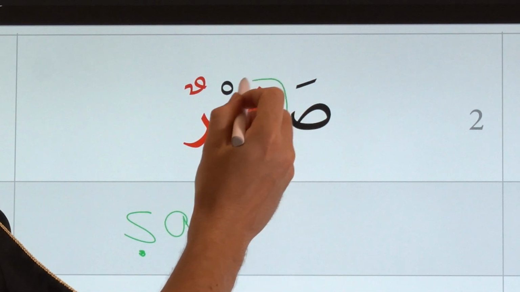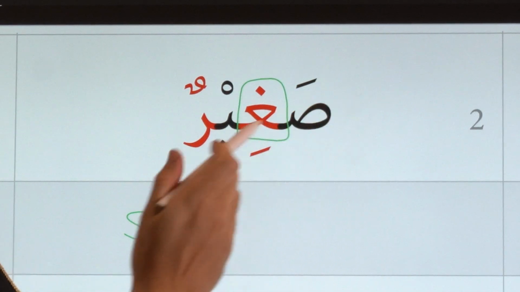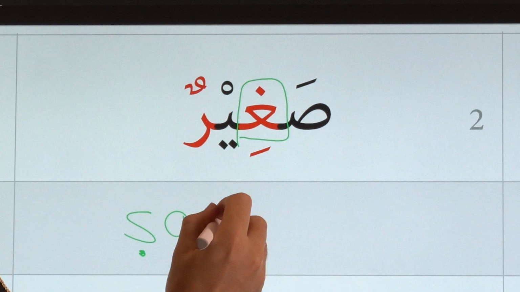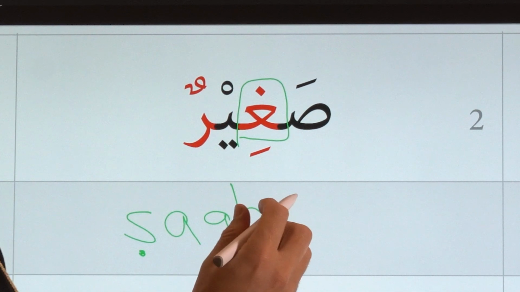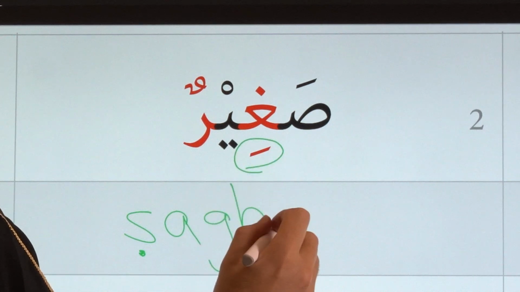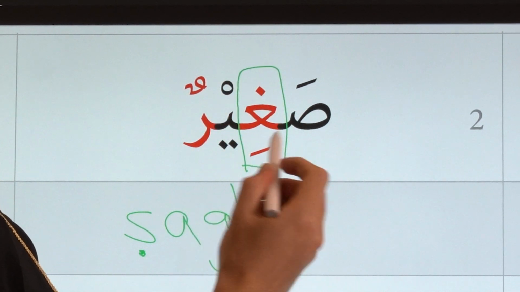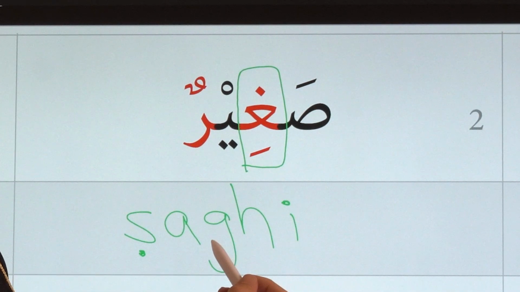So next we have this smushed circle shape with one dot above, meaning this is the letter Ghain. So we're going to write a GH for the letter Ghain. Beneath the Ghain, we have a Kesra, so we're going to write an I for the Kesra. So together, the Ghain and Kesra would be pronounced Ghi, Ghi.